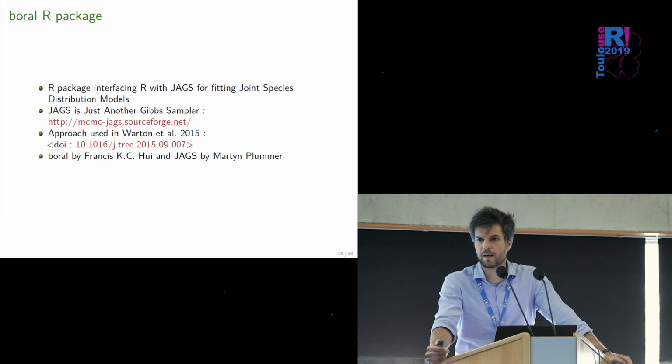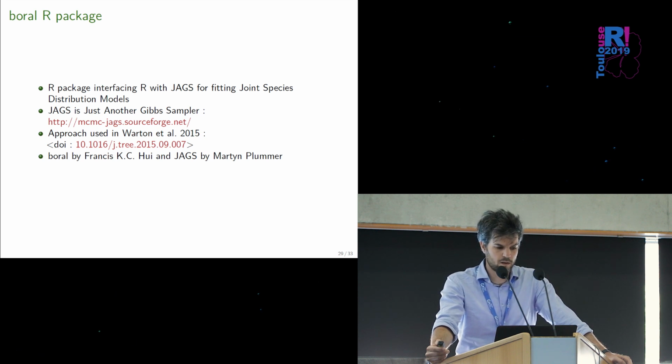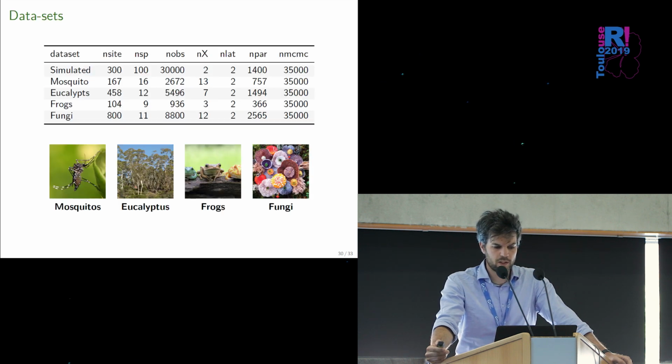Boral is an R package which interfaces R with JAGS. JAGS is a common software used for Bayesian inference, and the name means just another Gibbs sampler. It has been used in the article of Wharton, for example, to explain and describe the joint species distribution models. So we have compared the two approaches and the two implementations using 5 data sets.